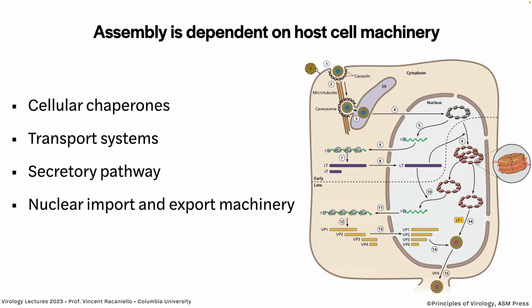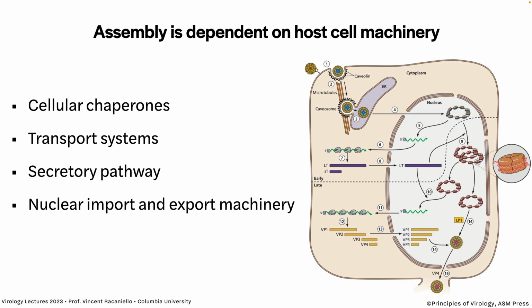Of course, just like almost every other part of viral reproduction, we depend on cellular machinery. There are many aspects of assembly that require cellular machinery. We need chaperones. These are not people who make sure you get home early from a date. They are proteins in a cell that make sure other proteins are properly folded.